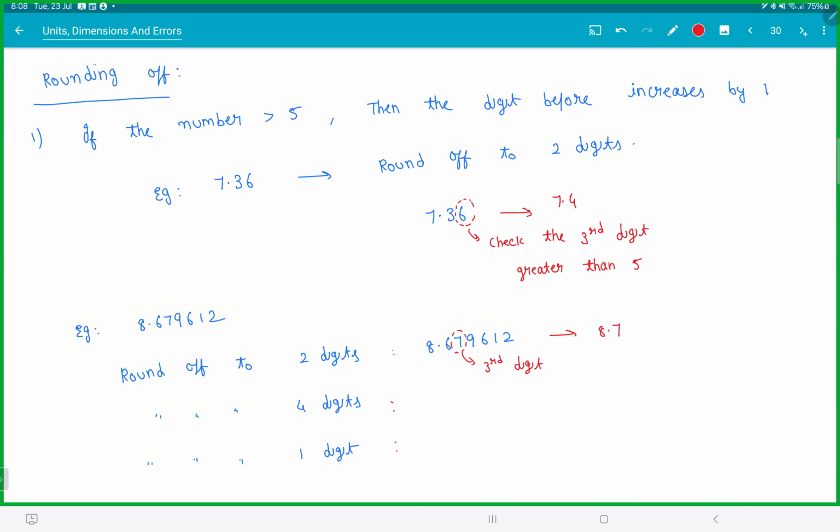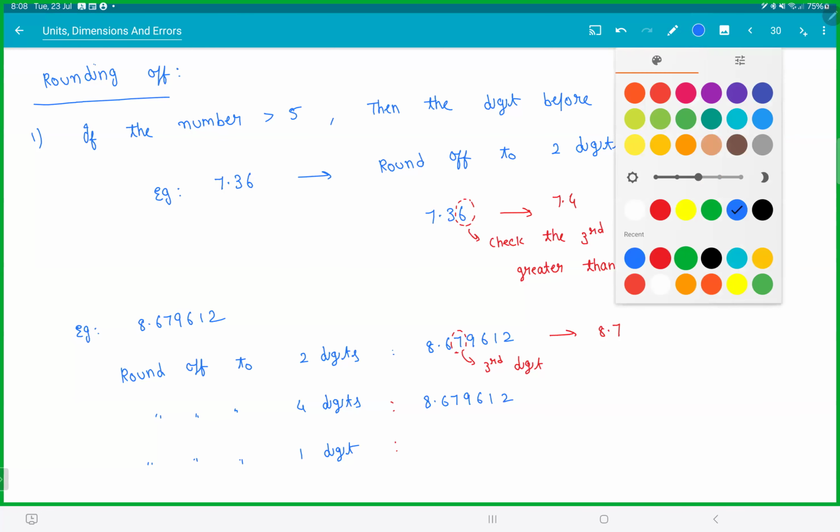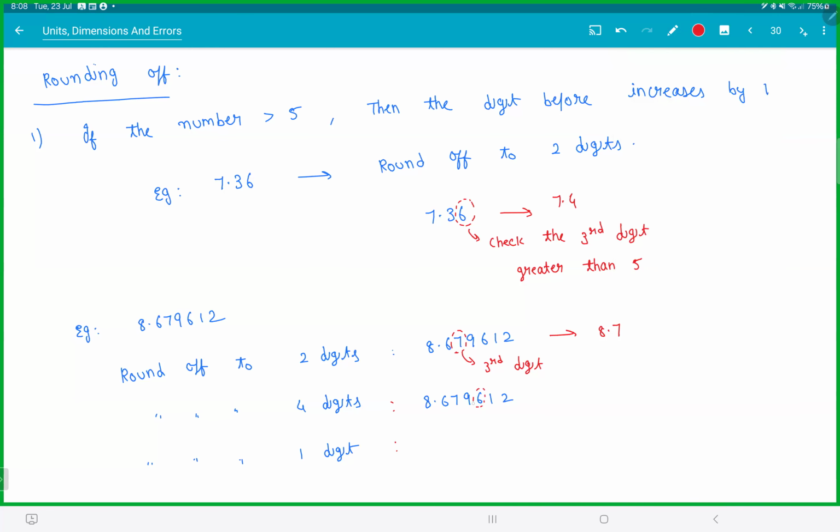Look at this. You want to see the fourth digit? 8.6 and then 612. Now this is an interesting one. You look at the fifth digit. That guy is greater than 5, so you have to add one to the number before. But if you add 1 to 9, it will become 10, so that will be carried forward. So this will become 8.680. Is that making sense?